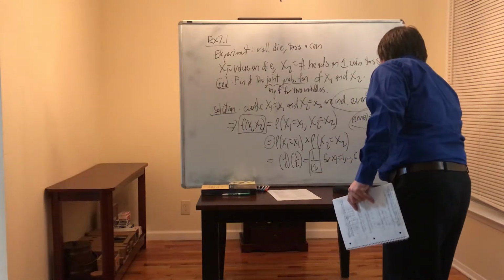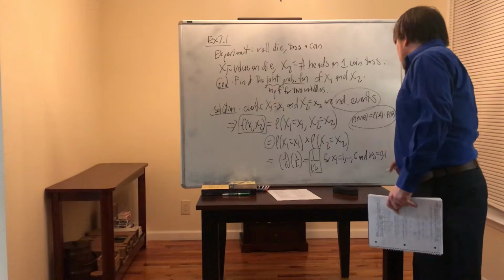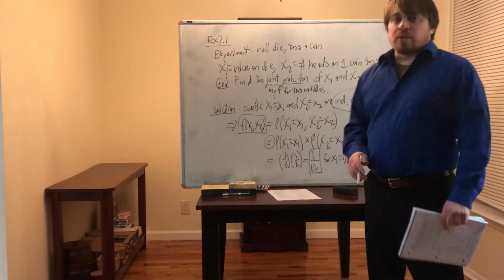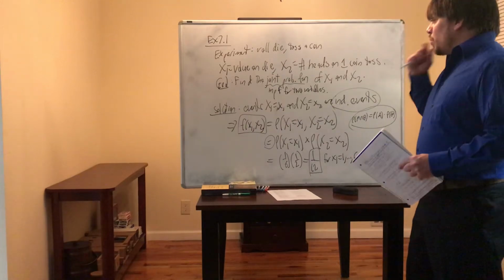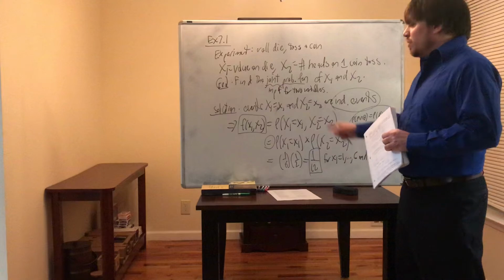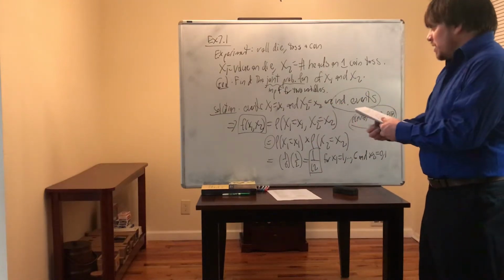You can choose any value of x1 from 1 to 6, and any value of x2 from 0 to 1, and then the probability is going to be 1/12. And so that is the joint probability function of x1, x2. That is the multivariate probability function for those two variables. And so that is example 7.1.